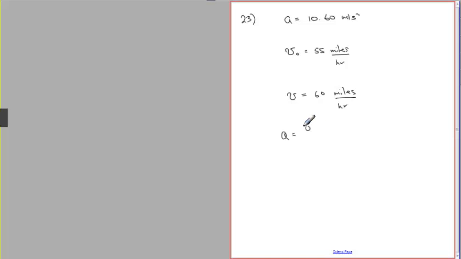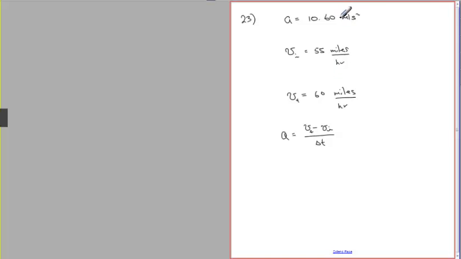The acceleration is change in velocity. Let's change the subscripts here for the time being. This is my initial, this is my final. So you take the final velocity minus the initial velocity divided by the time that it takes to make that change, and that's the definition of acceleration. So it says, how long does it take for a car to go from 55 miles per hour to 60 miles per hour, assuming the acceleration is 10.6 meters per second squared?